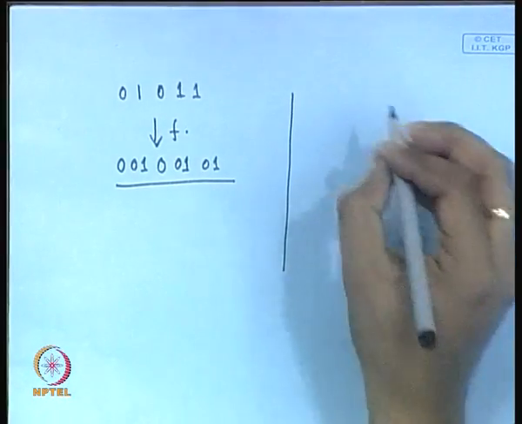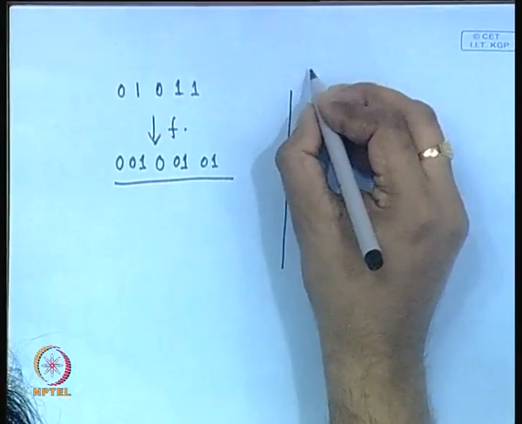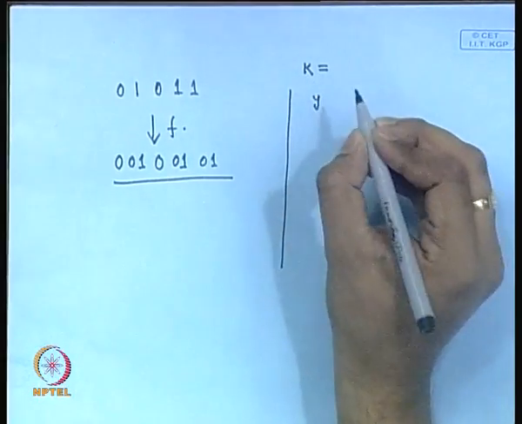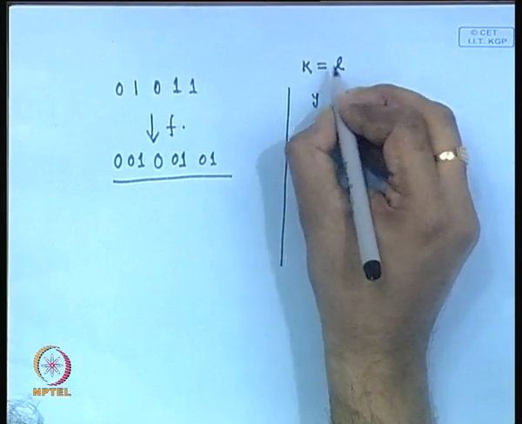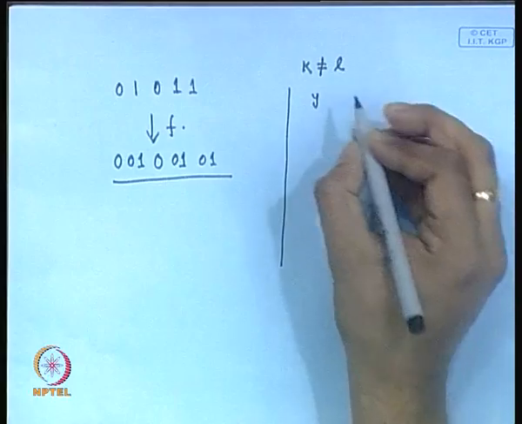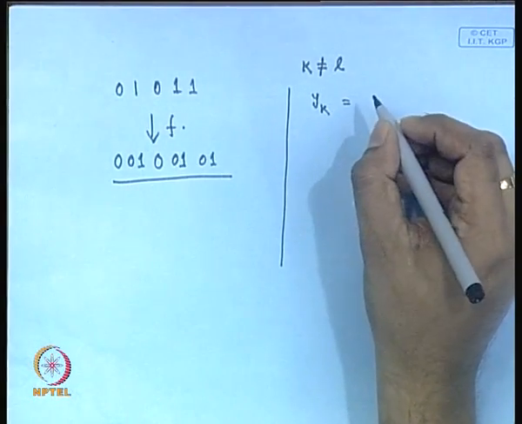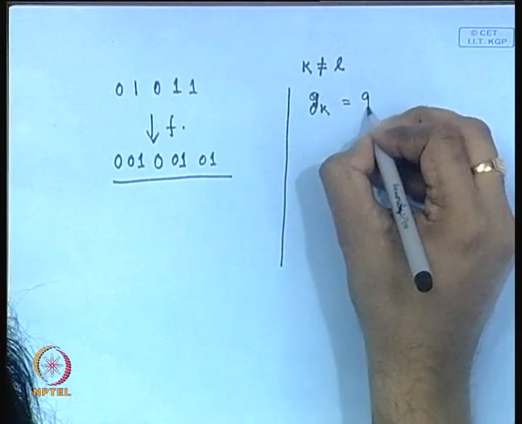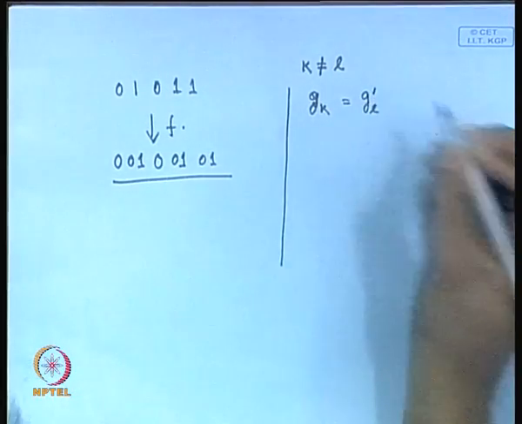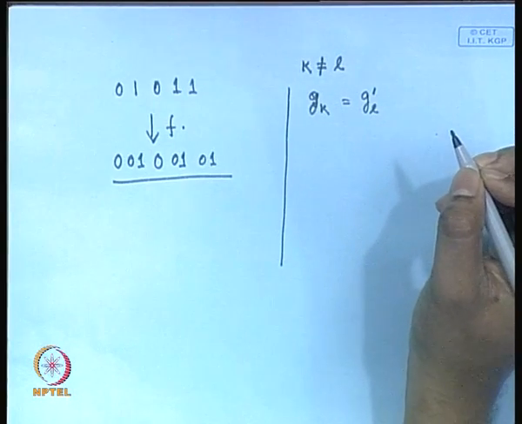If the sizes are not the same, which means I assume that the size in one case is k and the size in the other case is l, and they are not the same, then what you do is continue from yk. You start with gk and gl dash.